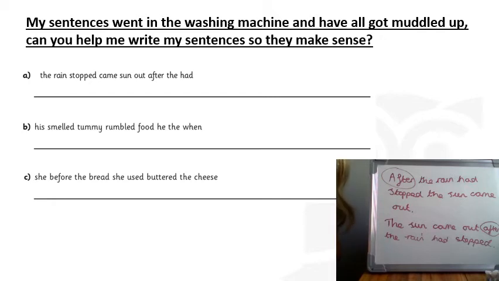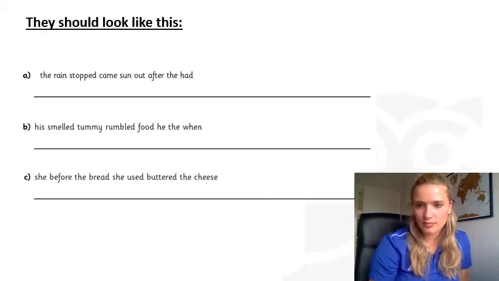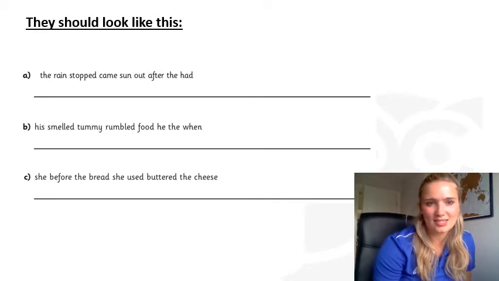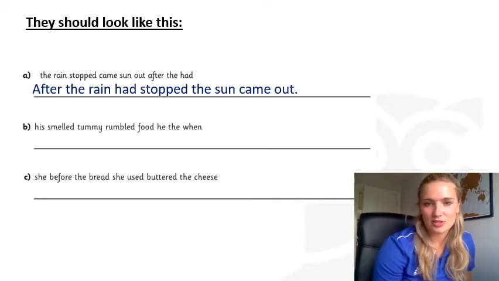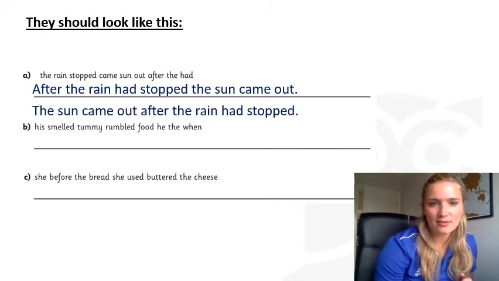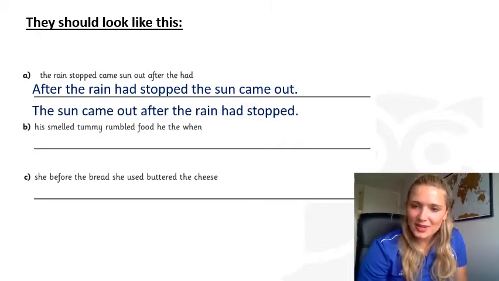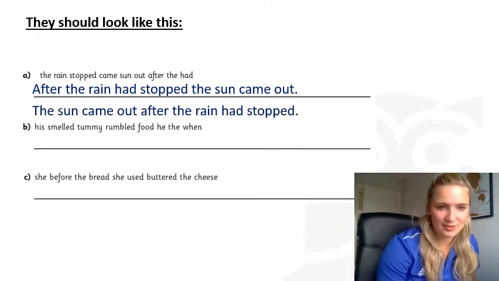So I'd like you to have a go at doing numbers B and C to see if you can unmuddle your sentences and see if you can find the two sentences that it could be. So let's have a look at the answers. So after the rain had stopped, the sun came out. The sun came out after the rain had stopped. So we can see that's the two sentences that I used.